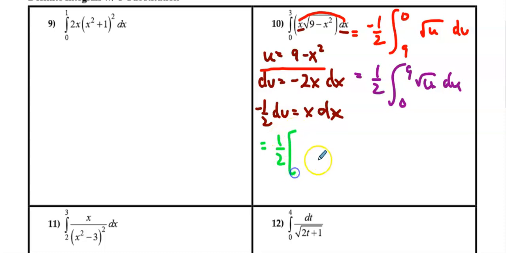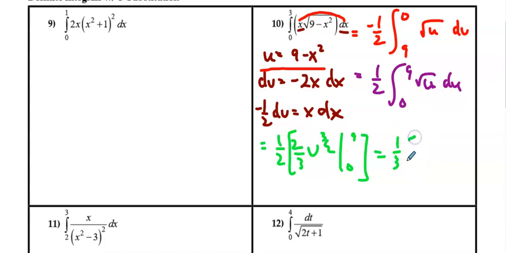So I'm going to go ahead and do 1/2. I'm going to integrate this. Remember, this is u to the 1/2 power. So I'm going to do u to the 3/2 power, and again, I'm going to pull out the 2/3, and I'm going to evaluate this from 0 to 9. So when I do the problem here, the 2's are going to cancel out, and so I'm going to go ahead and be left with 1/3. And I'm left with u to the 3/2 evaluated from 9 to 0.